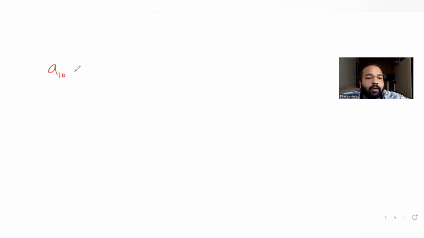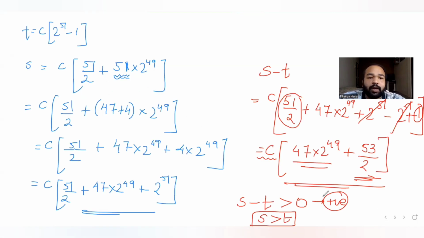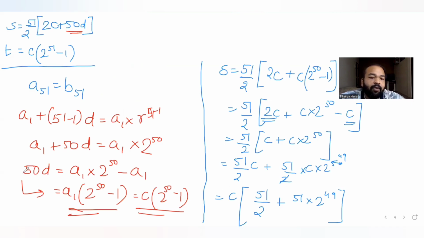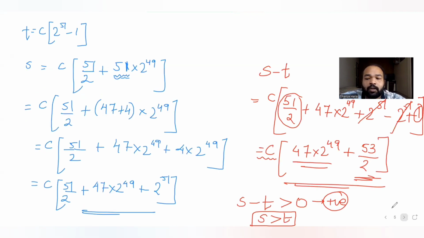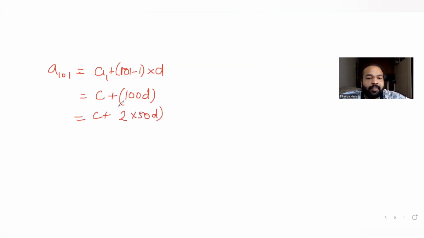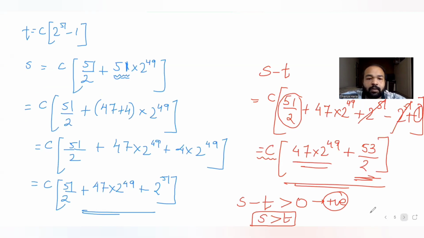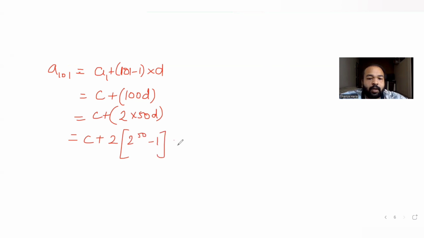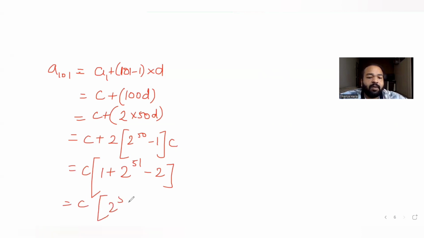So A 101, this is the first term of arithmetic progression. So I can write it as A plus 101 minus 1 and the difference is D. So that becomes A1 we already wrote as C plus 100D. 100D, again I don't know D, but I know D in terms of C, right? So 50D was C into 2 raised to 50 minus 1. So I can write 100D as 2 into 50D, or I can also write it as 2 into 2 raised to 50 minus 1 into C. C common, 1 plus 2 raised to 51 minus 2. So if I solve this becomes 2 raised to 51 minus 1.